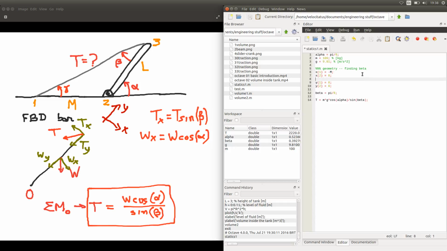And point 3, regarding the origin here, has the horizontal component as the distance L times the cosine of the angle alpha, and the vertical component of this point 3 is the same distance L times the sine of angle alpha.